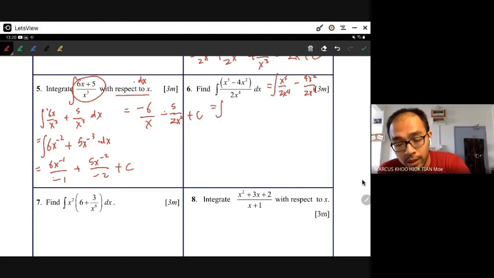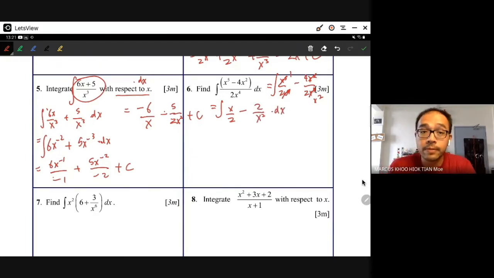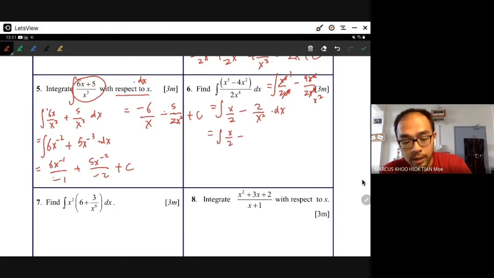So this one will be x to the power of 1, x to the power of 4 gone. So this will be x over 2 minus, okay, this one x to the power of 2 akan hilang. Sini akan jadi x to the power of 2. So this will be 2 over x to the power of 2 dx. Okay, bawa x to the power of 2 ke atas. So kita akan dapat x over 2 minus 2x to the power of minus 2 dx.